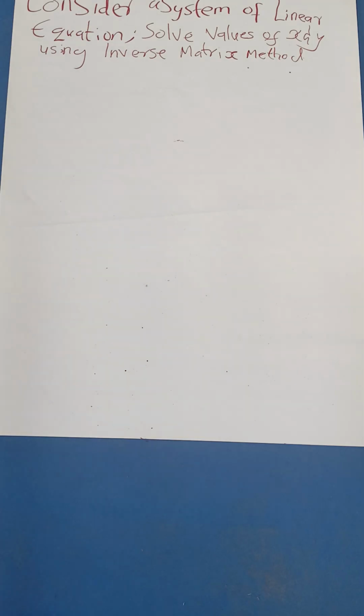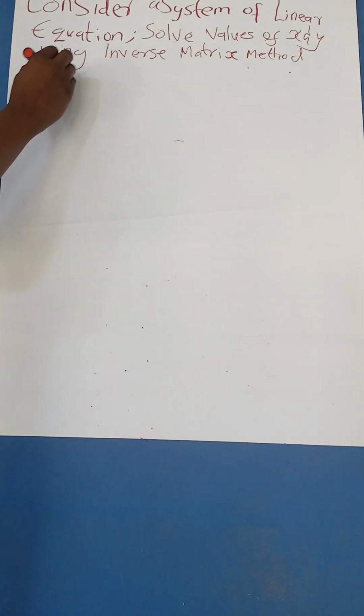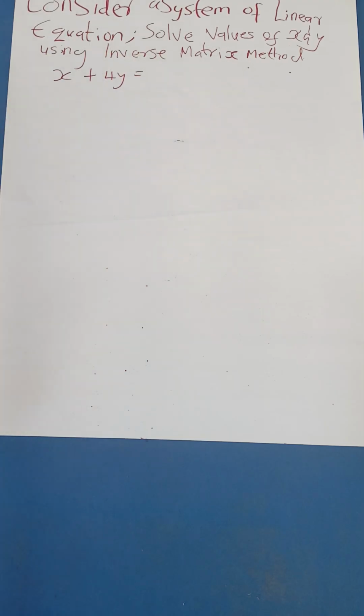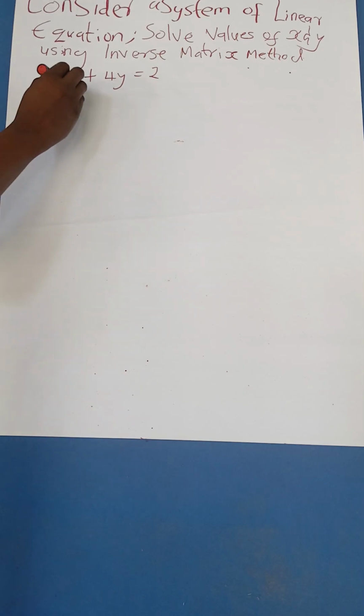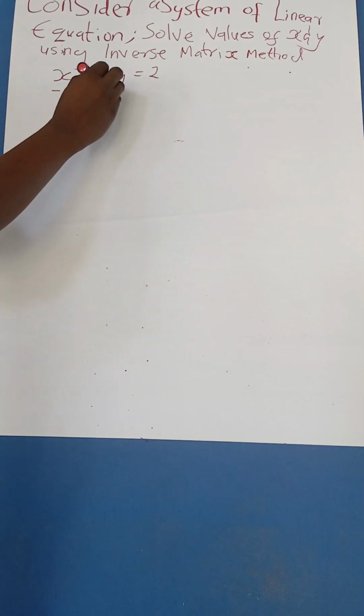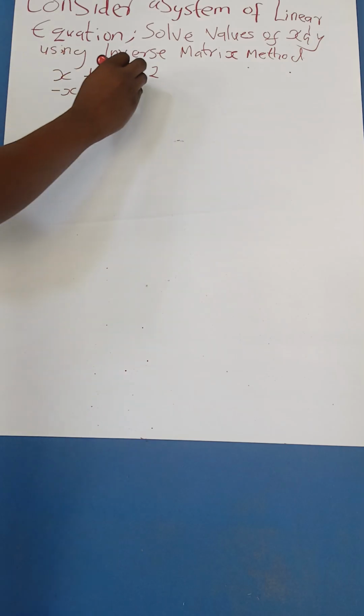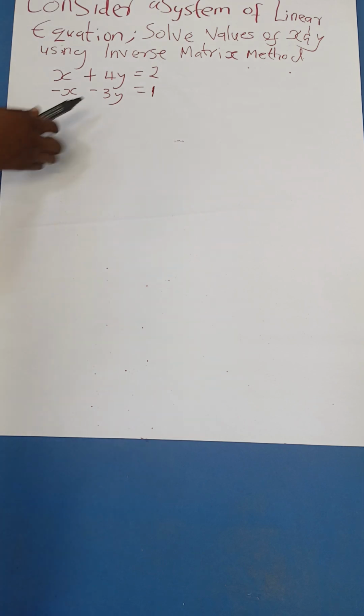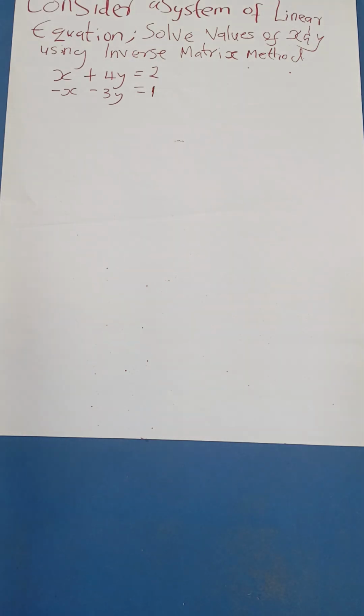Inverse matrix method. Then we have been given here x plus 4y is equal to 2. Then we have negative x minus 3y is equal to 1. You realize this is a linear equation, and we know very well we can solve it using the substitution method or elimination method. But the question wants us to use the inverse matrix method.